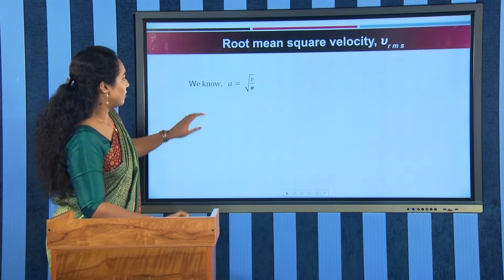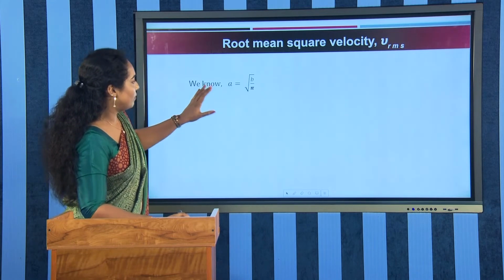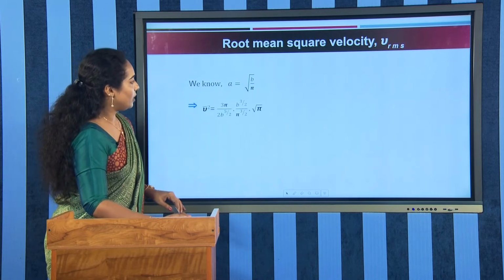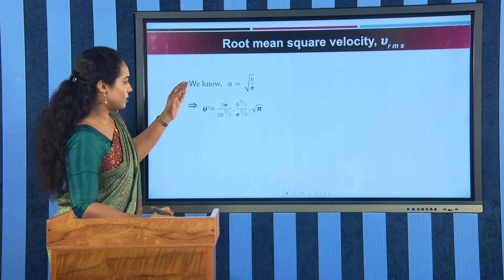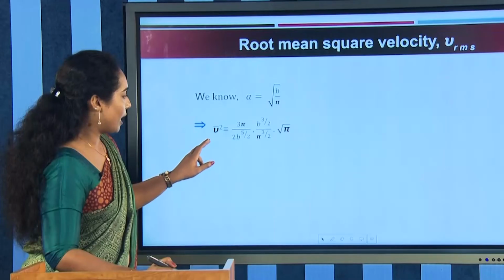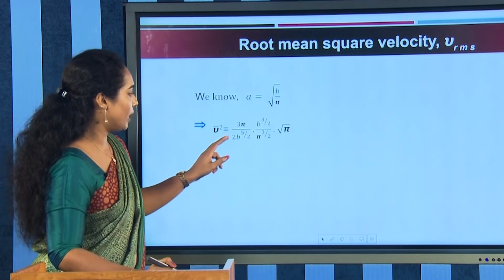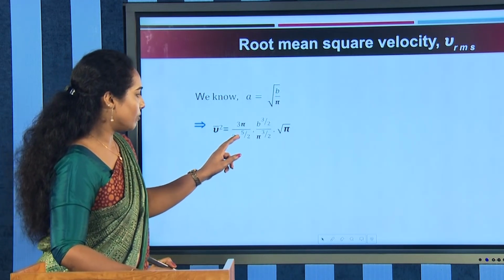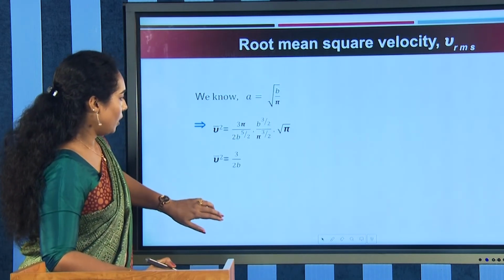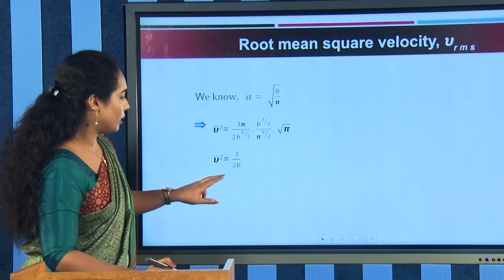Now we are coming to the final section. We are substituting a equal to b root of b by pi into the previous equation, so that we get the square of average velocity, mu bar square, is equal to 3 pi divided by 2 b to the 5 by 2 into b to the 3 by 2 divided by pi to the 3 by 2 into pi. Cancelling off the common terms, we get mu bar square is equal to 3 by 2 b.